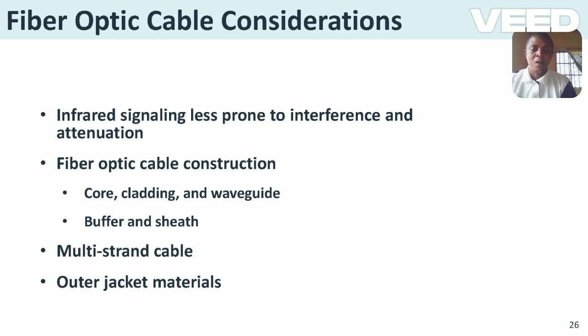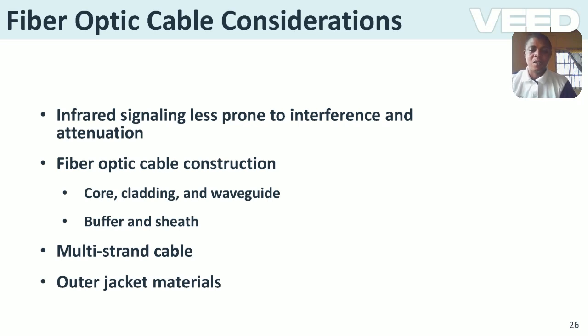So the fiber optic cable construction. Fiber optic cable construction comes with different layers, which are listed. We have the core, the coupling, the waveguide, the buffer, and the shunt. All these are the shield that covers the fiber optic. So it has a lot more protection than any other cable.